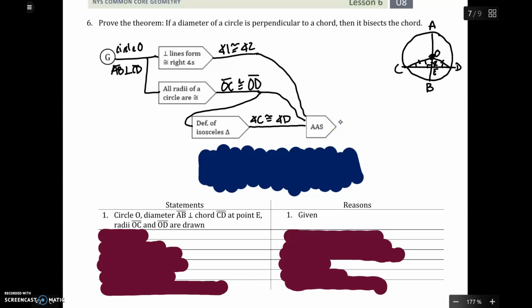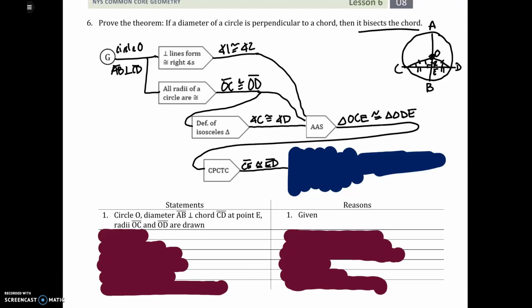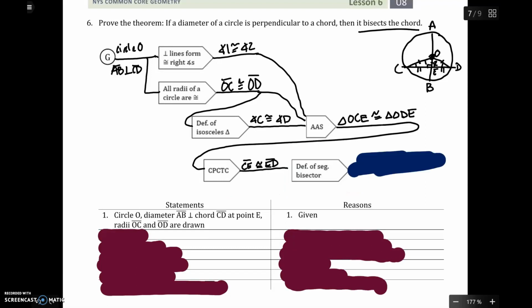Now I can say the triangles are congruent by angle side, and use CPCTC to help me show that the chord is bisected, that CE and ED are congruent. And if they're congruent, that means that we do have a segment bisector after all.